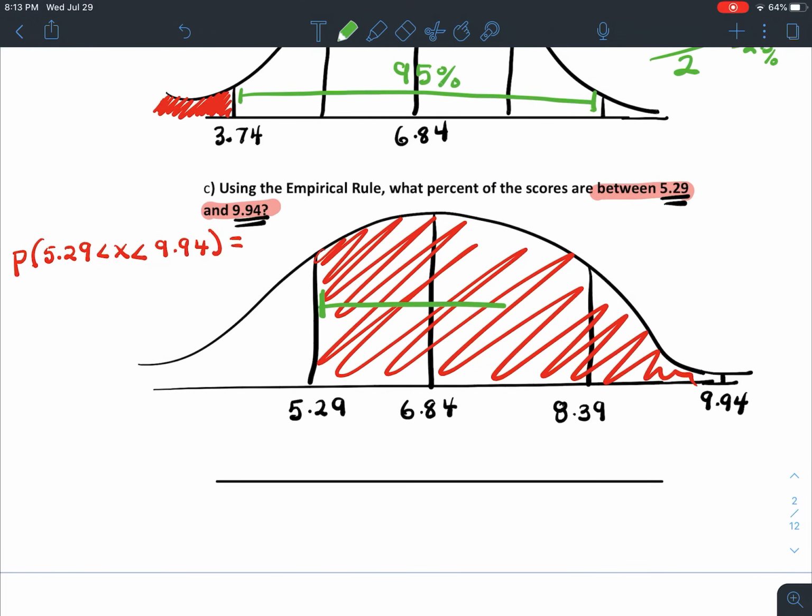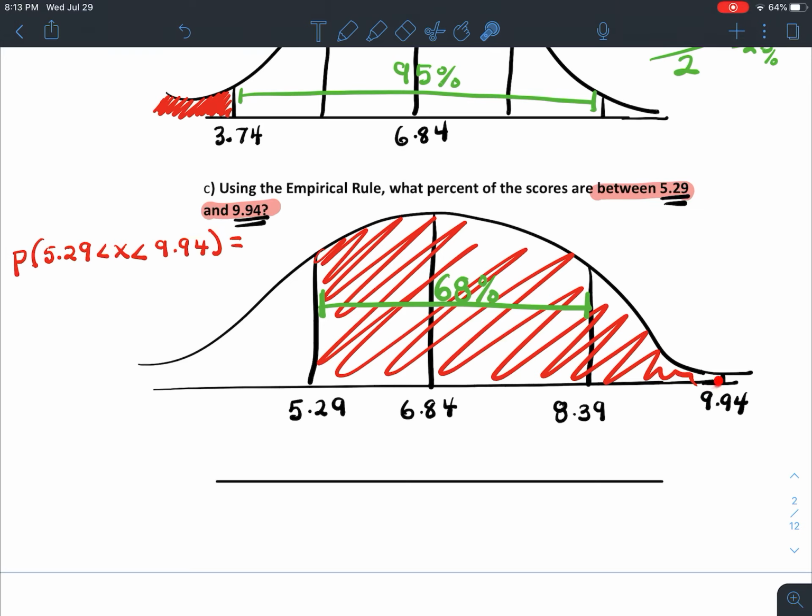Now we're going to need to get creative here. We said with the empirical rule, 68% of the data is 1 standard deviation on each side of the mean. I did not do a very good job of making this symmetrical, I'm sorry.